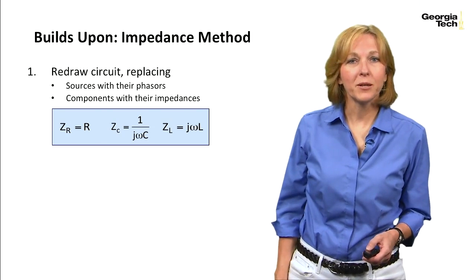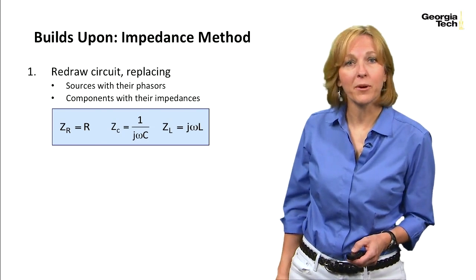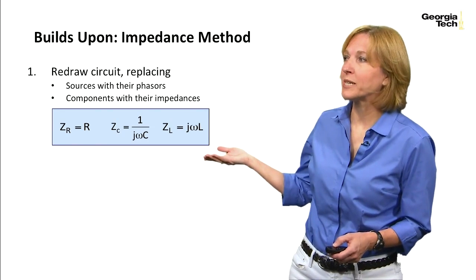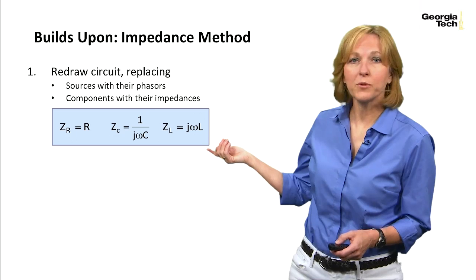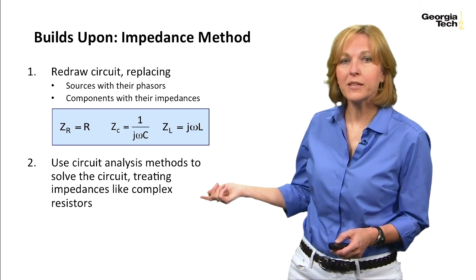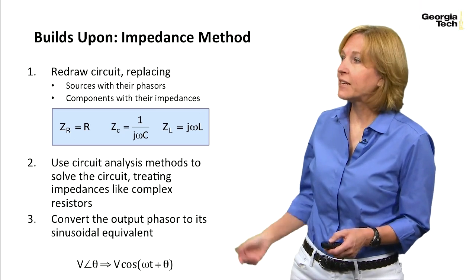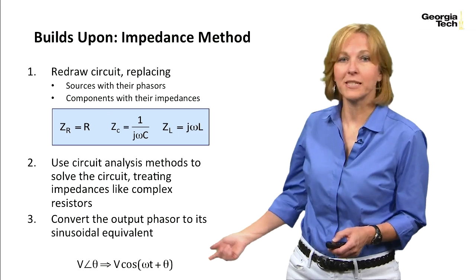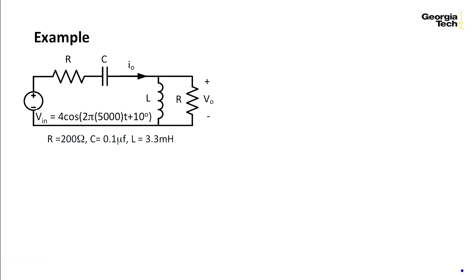We will be building upon the impedance method. Remember, it's a three-step process. First, redraw the circuit, replacing all the components with their impedances. Then solve the circuit using the standard methods that we did with resistive circuits, and finally convert the output phasor back to the sinusoidal form. Now let's take a look at the circuit with these particular numbers in there.